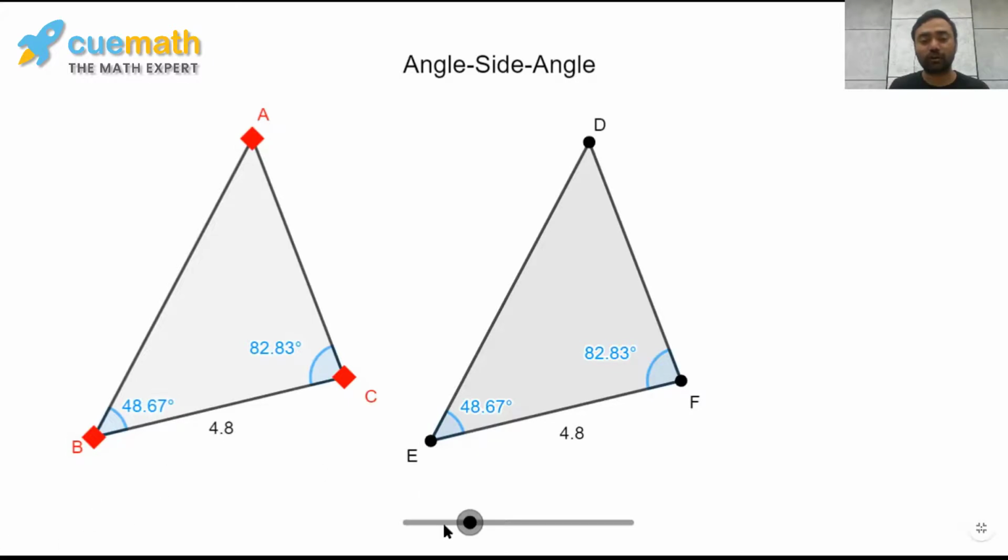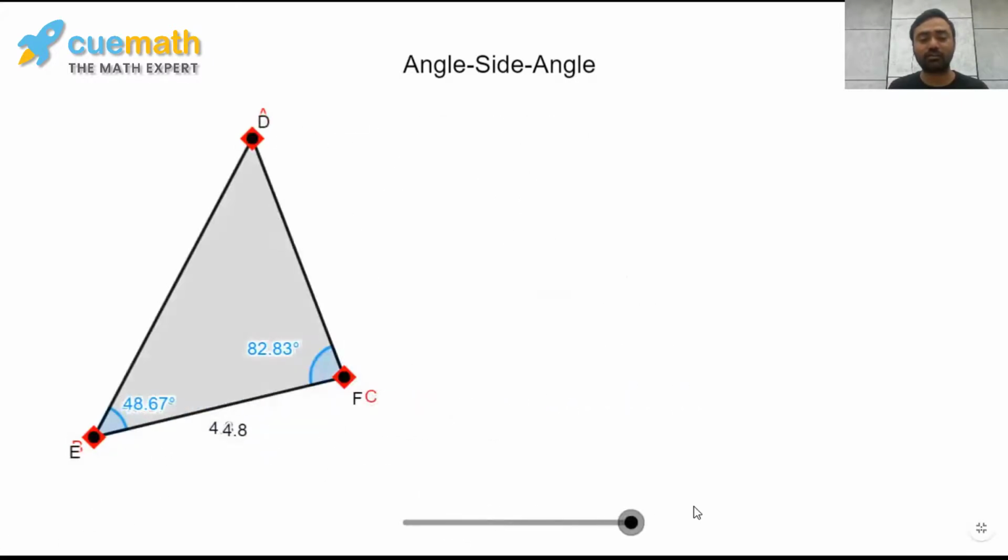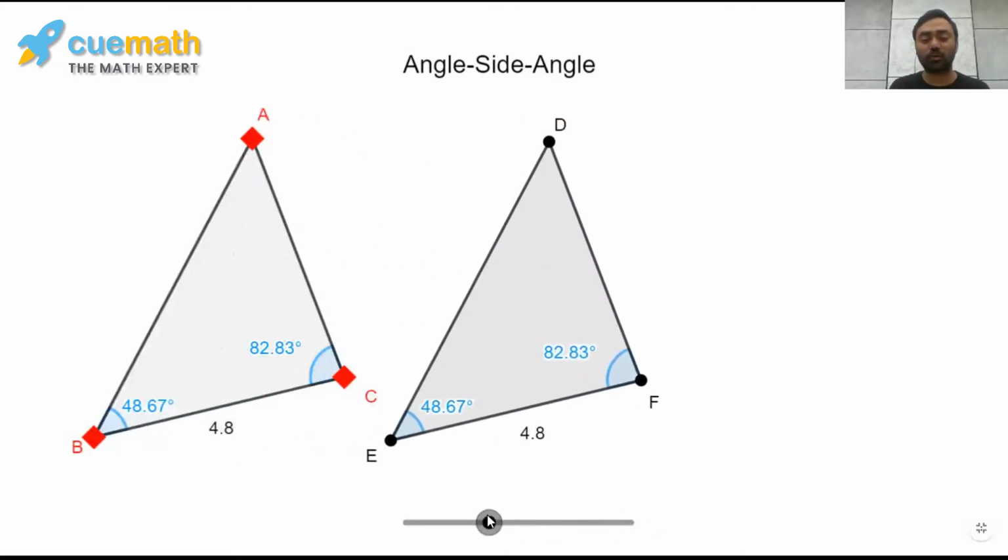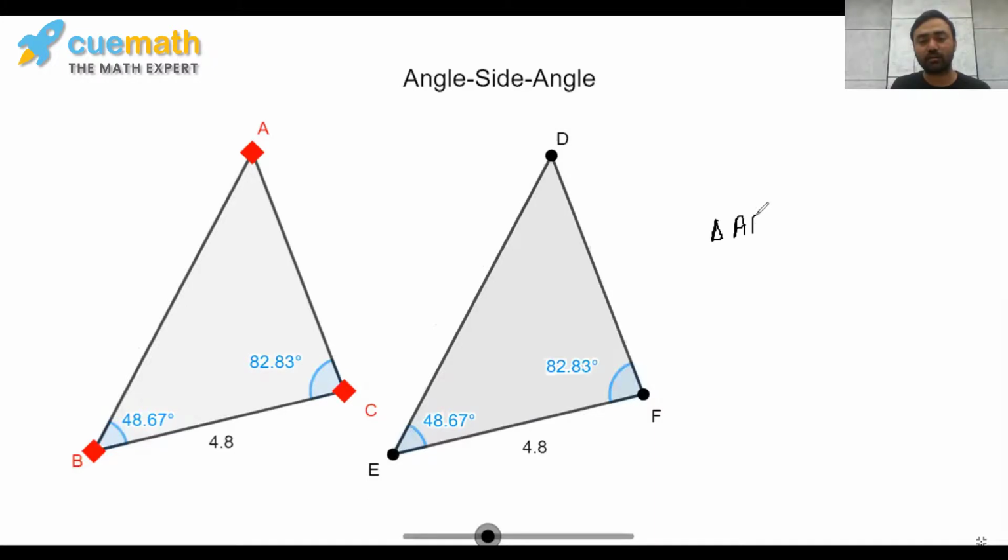Now again, if we overlap these two triangles and use the slider, we'll see that the two triangles overlap each other, which proves that they are congruent based on the condition that two angles of one triangle and the included side are equal to the corresponding two angles and included side of the other triangle. So hence we can again conclude that triangle ABC is congruent to triangle DEF by the angle side angle criteria. Now let's look at the next congruency criteria for triangles.